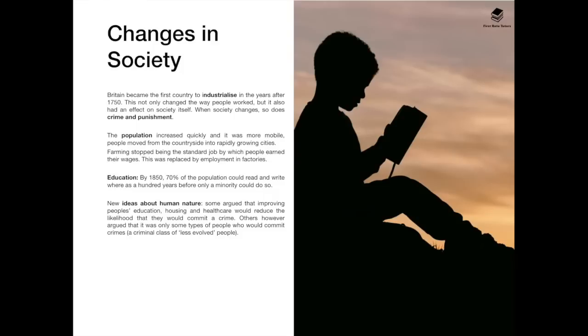Crime and punishment between 1700 and 1900. Changes in society. Britain became the first country to industrialize in the years after 1750. This not only changed the way people worked, but also had an effect on society itself. When society changes, so does crime and punishment.